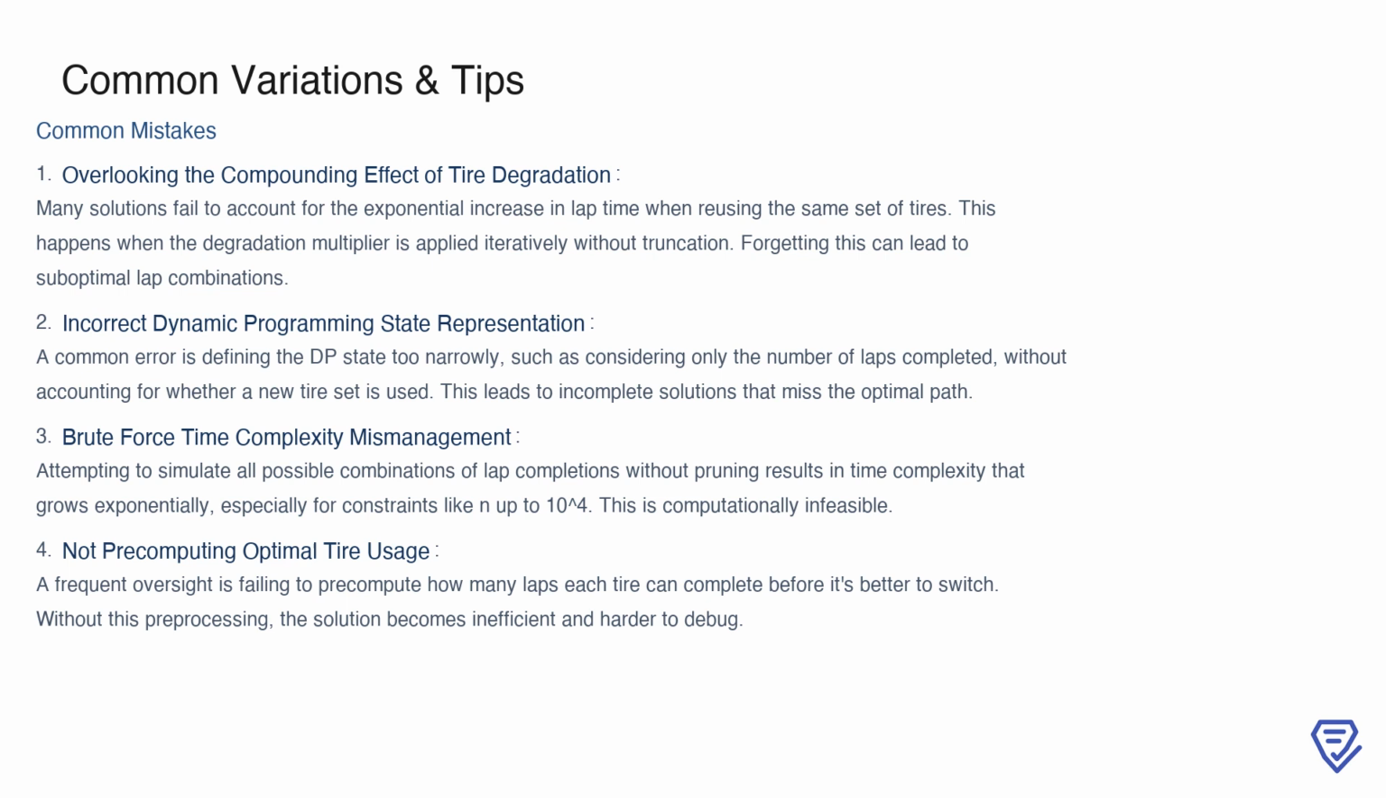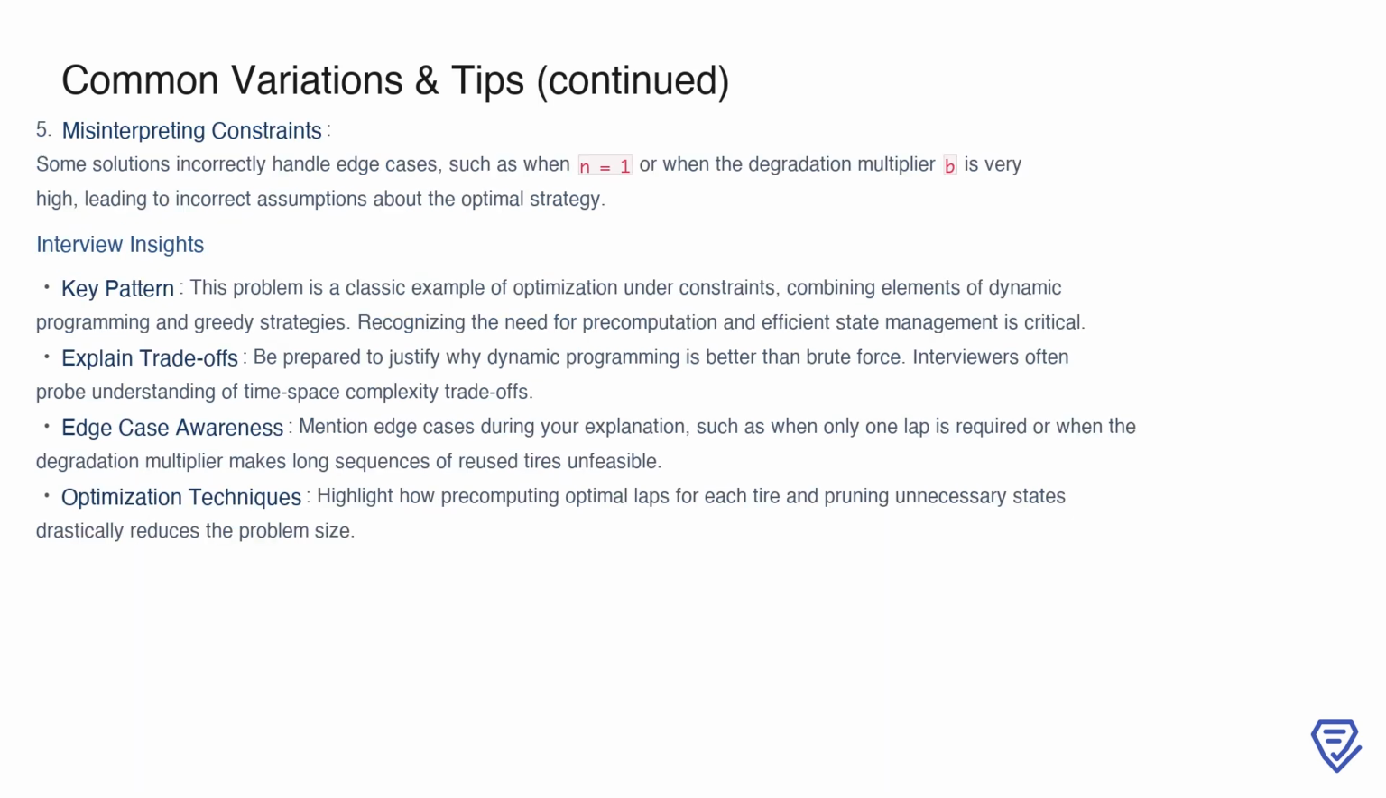Additionally, brute force approaches that simulate every possible lap combination without any pruning can lead to exponential time complexity, which is infeasible for large constraints like n up to 10,000. Lastly, overlooking the importance of pre-computing the optimal number of laps each tire can handle before it becomes inefficient to use can result in slower solutions and more debugging challenges down the line. Another pitfall to watch out for is misinterpreting problem constraints. For instance, when n equals 1 or the degradation multiplier b is particularly high, some approaches make incorrect assumptions about the best strategy, leading to suboptimal results.